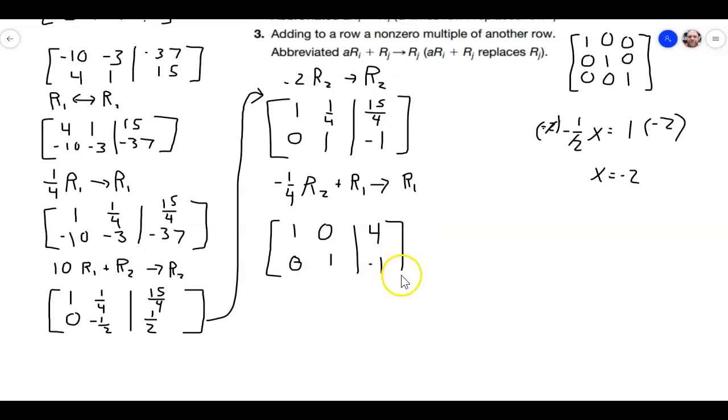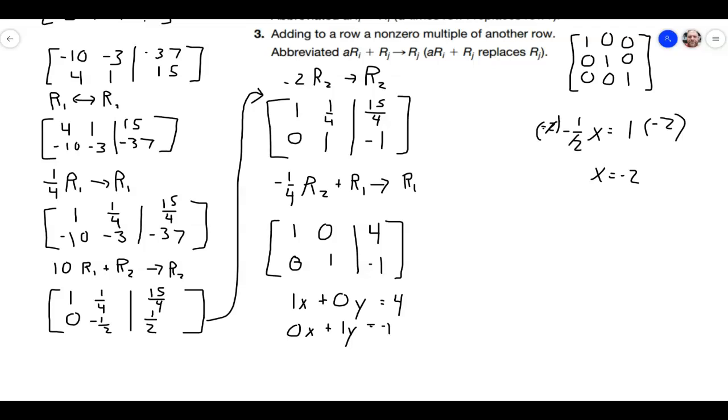All right. Now, if we put this back, take it out of the augmented form back into the equation form, this is just going to be 1 times x plus 0 times y is equal to 4. And the second equation will be just 0 times x plus 1 times y is equal to negative 1. And that just means that x is equal to 4 and y is equal to negative 1 once we simplify that. And that is our solution.